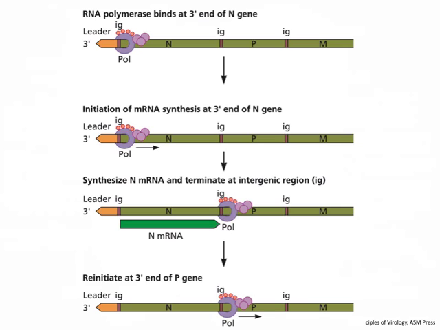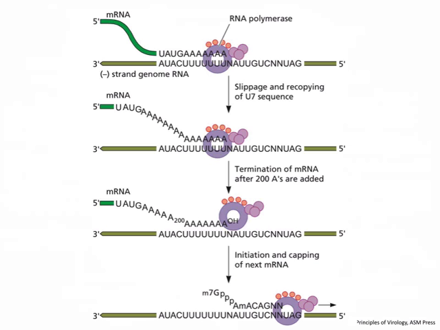So these are typical mRNAs. They have a cap at their 5' end, which is not shown here. They're polyadenylated, and the polyadenylation is specified by the intergenic region. Here is the sequence of one of the intergenic regions here at the top.